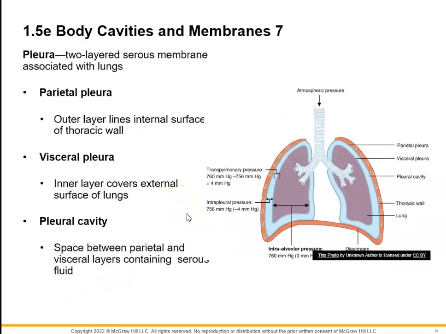Still within the thoracic cavity, we have the pleural cavity. Pleura refers to the lungs. So pleura, the pleural membrane, is the two-layered membrane, just like we saw with the heart. Pleural refers to lung. So the parietal pleura lines the cavity or the space the lungs are in. The visceral pleura lies on the surface of the lungs. The space between the two layers of the serous membrane is filled with serous fluid.